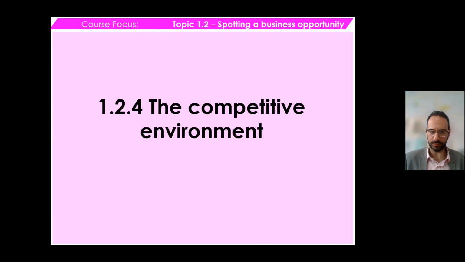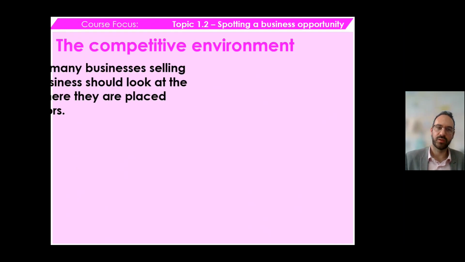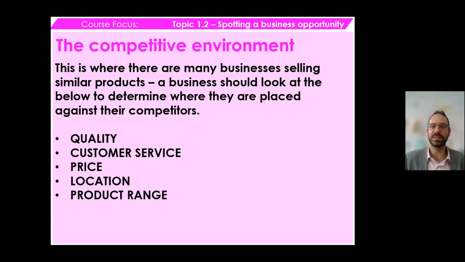Let's keep going. So 1.2.4 was the competitive environment. This is where there are many businesses selling similar products. So a business should look at the below to determine where they are placed against their competitors. These are things like, where is your quality? How is your customer service? Where does your price compare? Your location: how can customers get that from you? Is it online? Are your competitors doing it online? Or is it a physical presence they have to come in? Or is that part of your business plan?